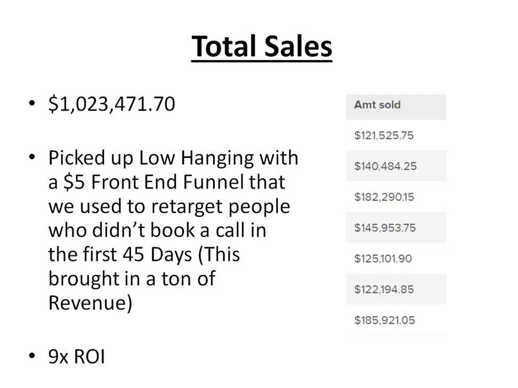Our total sales was $1,023,471.70. Now, we picked up a ton of low-hanging fruit with a $5 front-end funnel that we used to retarget people who didn't book a call in the first 45 days. Essentially, people that didn't want our high-ticket product, we retargeted them with a $5 front-end funnel, and then we had 4 upsells from there, and that added around 30% to the overall sales, and we saw a 9x ROI on this. I'm going to go over the whole ads process behind this.